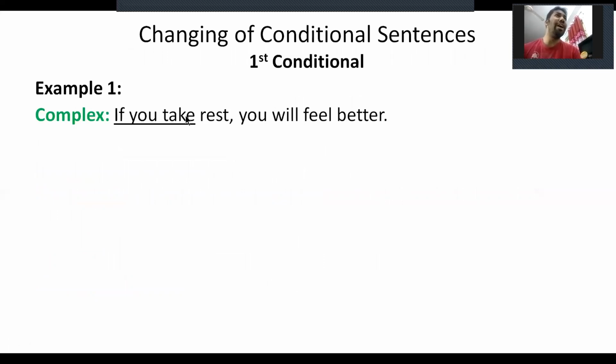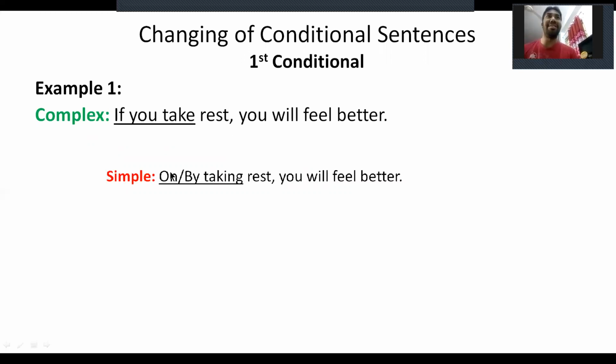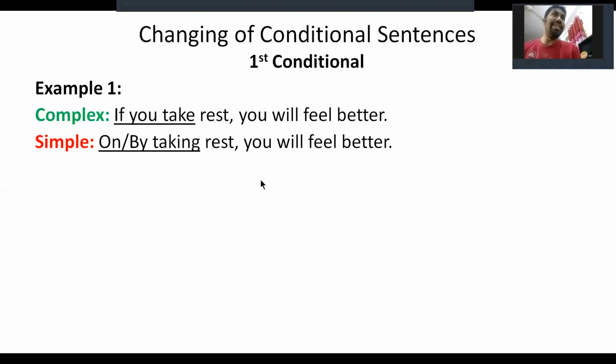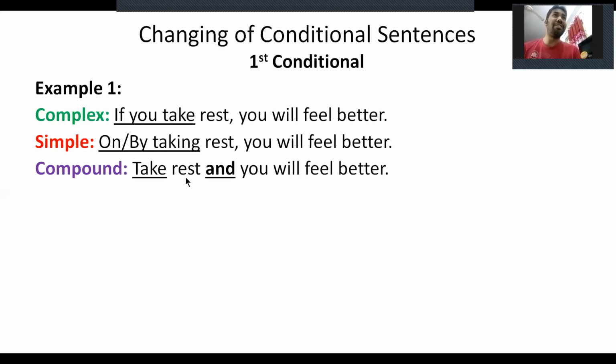In first conditional sentences, in the complex form, we have present tense with the subordinating conjunction if. To make the sentence simple, we need to drop this subordinating conjunction if from the complex form and use by plus verb plus ing structure. As I have said, if the first conditional sentence is in affirmative structure, then we use by plus verb plus ing to make it simple. So by taking rest, and write the next part of the sentence as it is. So by taking rest, you will feel better. To make the sentence compound, we can use an imperative sentence in the first part and then the same main clause of the sentence, which is not to be changed.